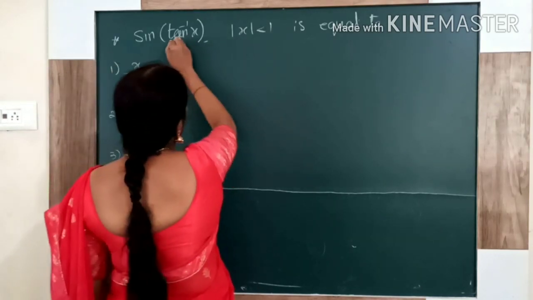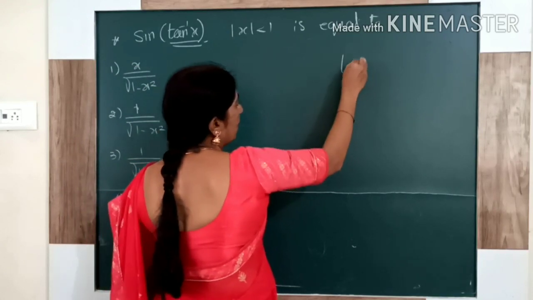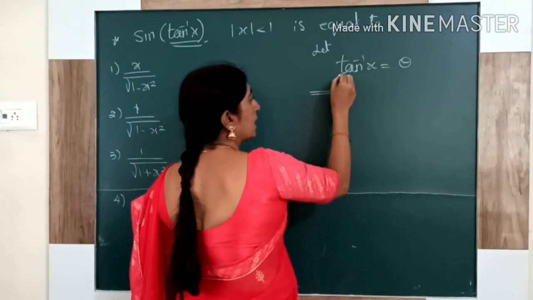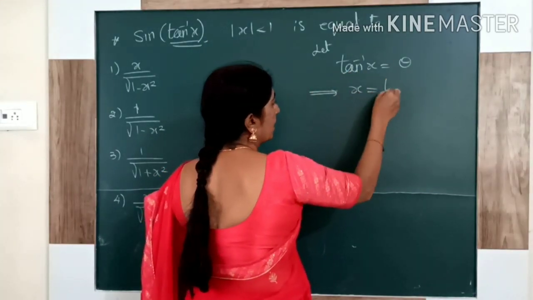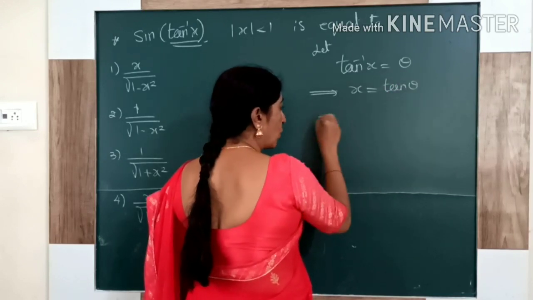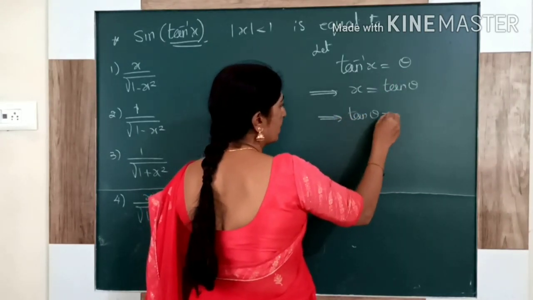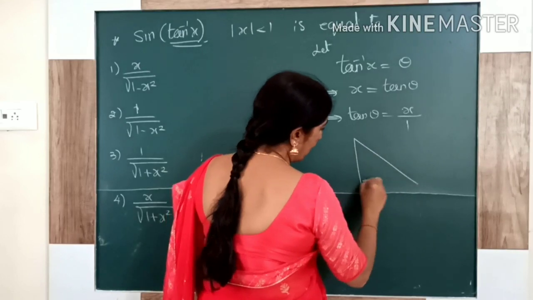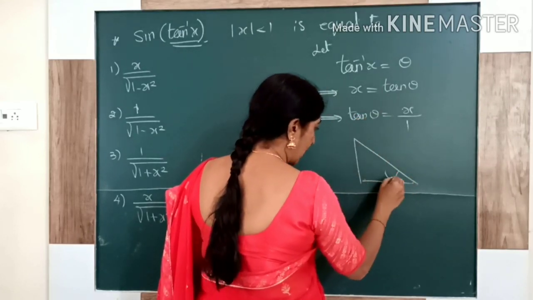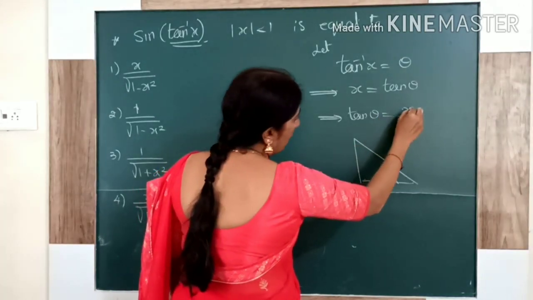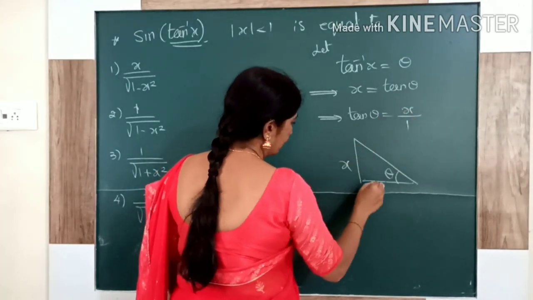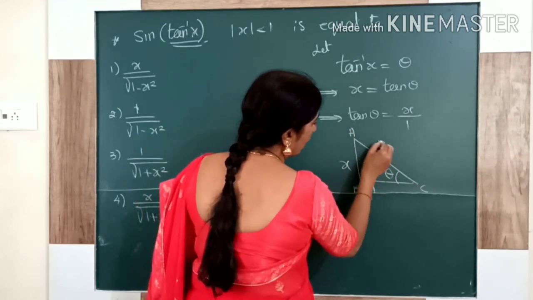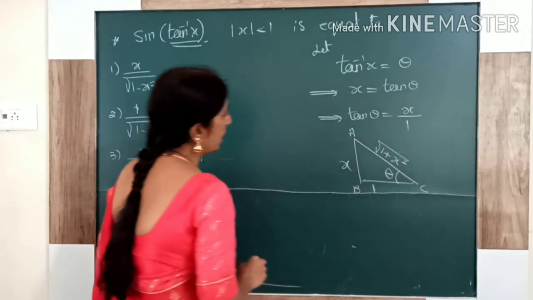So here in place of tan inverse x I am writing theta. Let tan inverse x be theta. This implies, taking only the tan inverse part to that side, x is tan theta. This is also written as x by 1. If you mark this in the right angle triangle, this is tan theta, one acute angle we are taking as theta. Tan is opposite upon adjacent. And with the help of Pythagoras theorem, calculate the hypotenuse. Hypotenuse will be root of 1 plus x square.